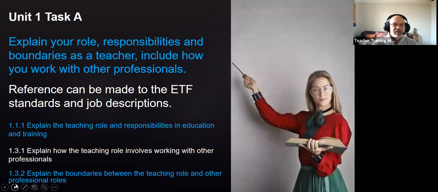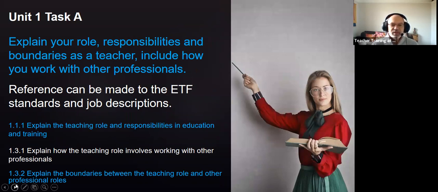There are 3 criteria we've got to hit with just this one task. It is about explaining the role and responsibilities and boundaries as a teacher and trainer and how you work with other professionals. We can use references to the Education and Training Foundation standards and your own job description.